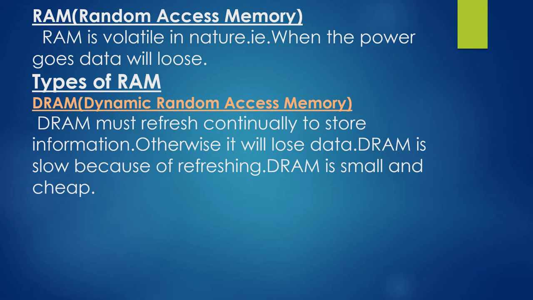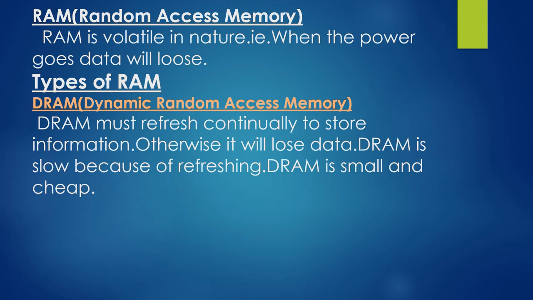RAM is volatile in nature. Volatile means it is a temporary memory. Suppose you are doing one program, or suppose you are drawing one picture. While drawing the picture, the power goes. Then what will happen? After restarting the system, that picture won't be there. It is not saved, it is temporary. When the power goes, the data will be lost. It is a temporary memory.